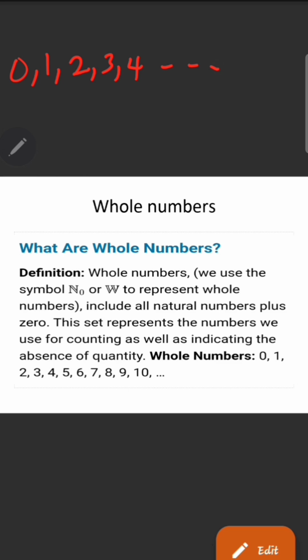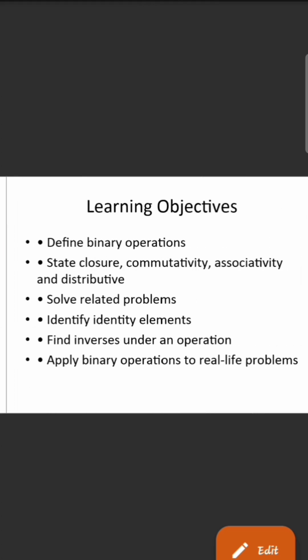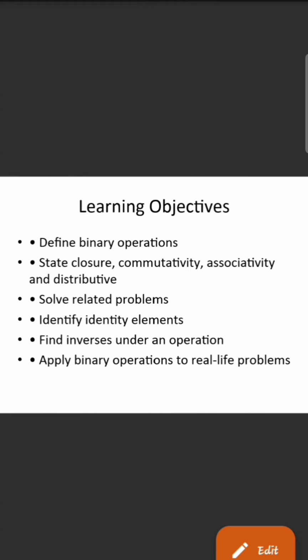So if I ask you to tell me the difference between a whole number and a natural number, you should be able to differentiate. Whole number includes 0, while natural number starts from 1. That is that on whole numbers. Now let's move to the main lesson. All those ones that we did now is just to refresh our brain on some terms that you may come across. Now these are the learning objectives that we hope to achieve at the end of this lesson.